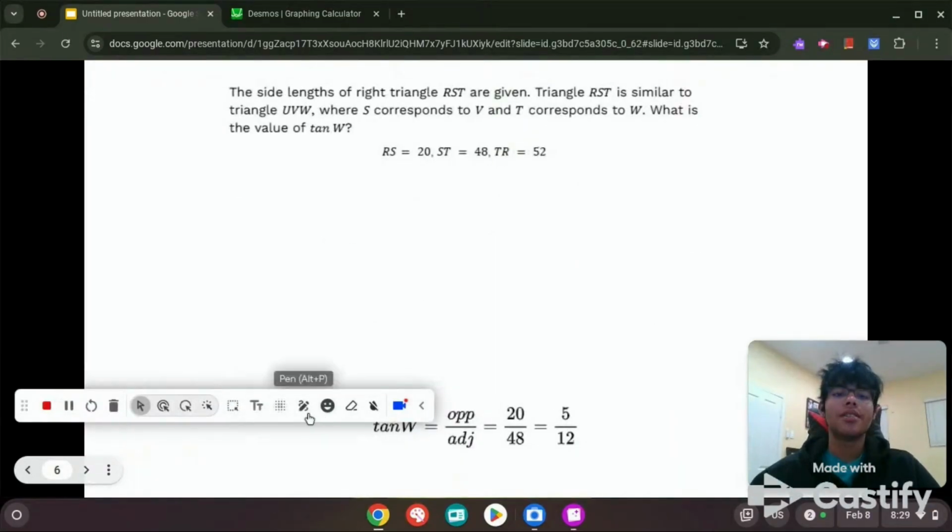Okay, so let's read this. The side lengths of right triangle RST are given. Triangle RST is similar to triangle UVW, where S corresponds to V and T corresponds to W. What is the value of tan W?